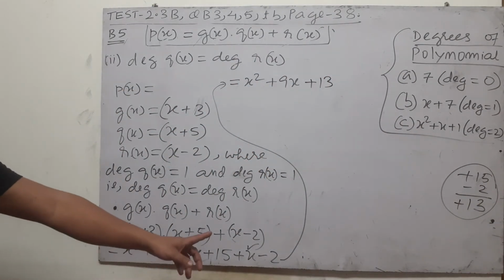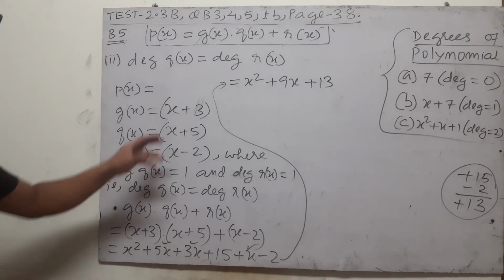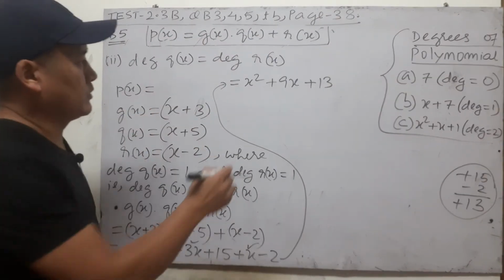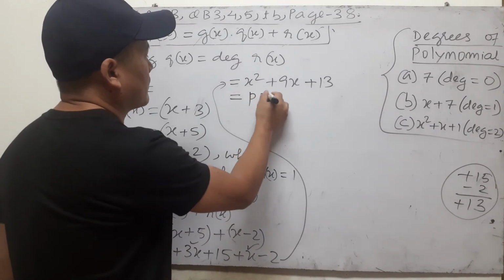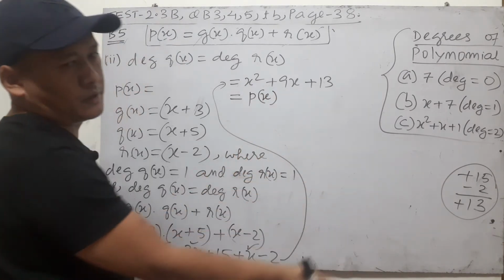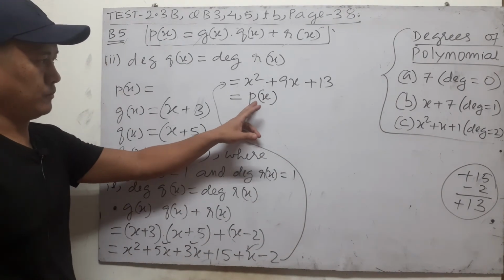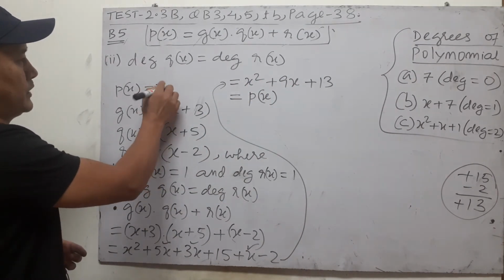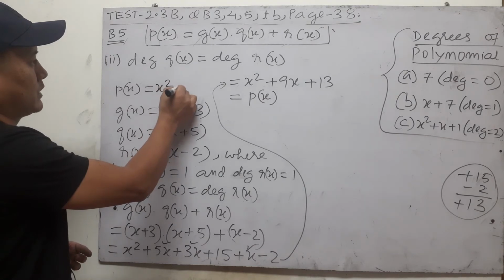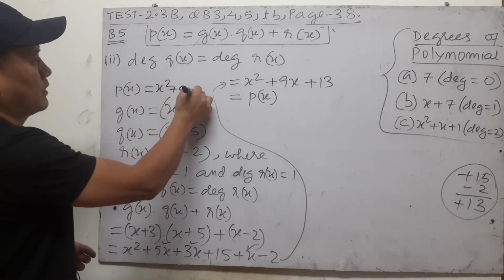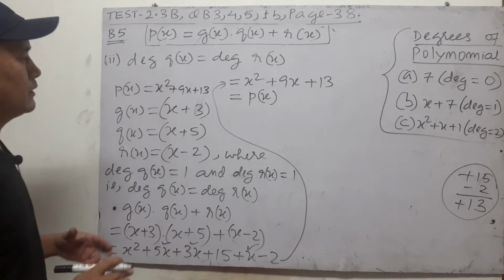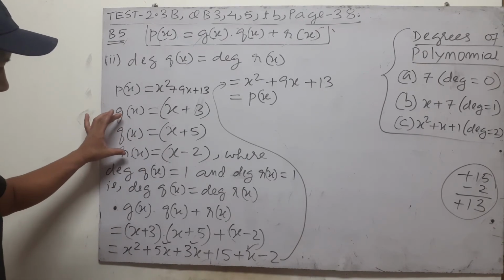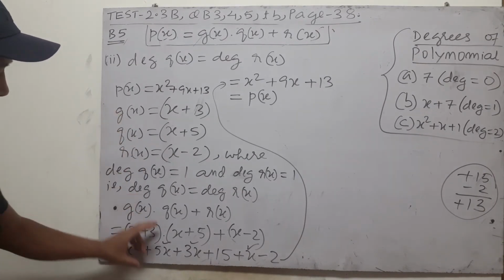Right, so plus 13. So that we know that this one should be equal to p of x. So you just write here equal to p of x. Then only the division algorithm is going to be satisfied. So p of x, you have chosen this one now. So we have no choice for p of x. We have to compulsorily put x squared plus 9x plus 13, and only then it will satisfy the division algorithm.